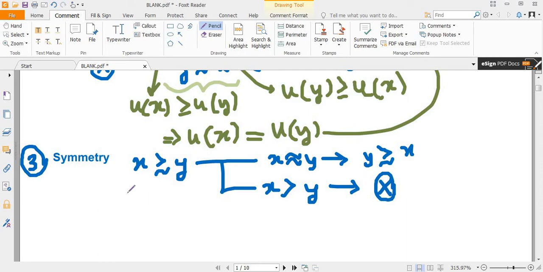Hence, this relationship does not hold for all x and y. I can end up choosing some values of x and y such that y cannot be said to be weakly preferred to x. So the symmetry property does not hold.